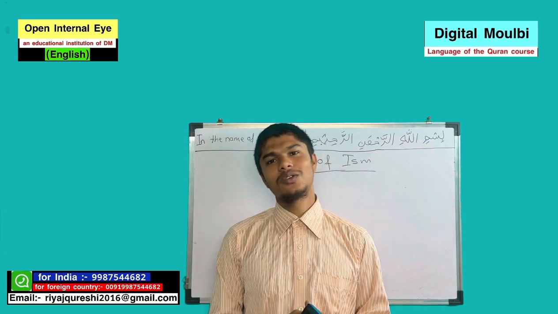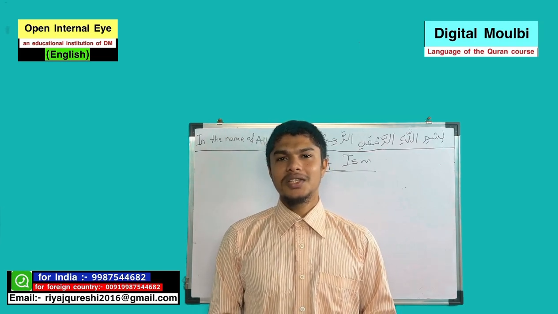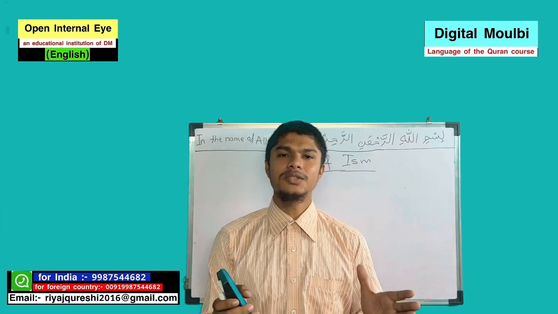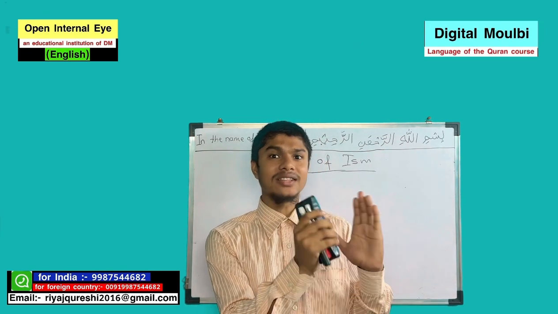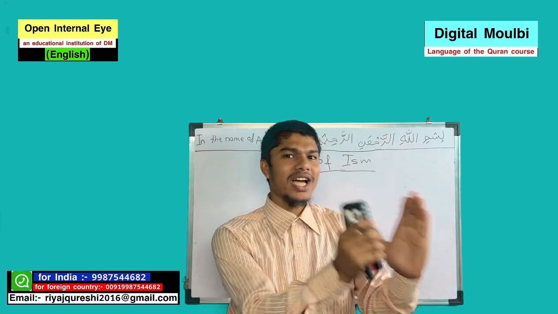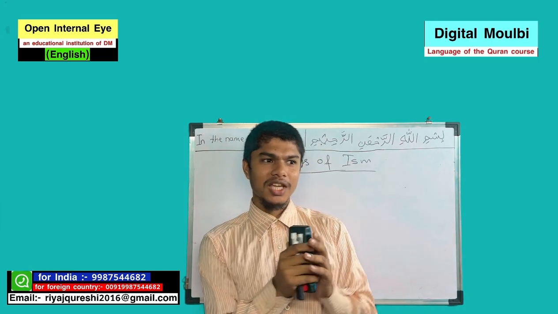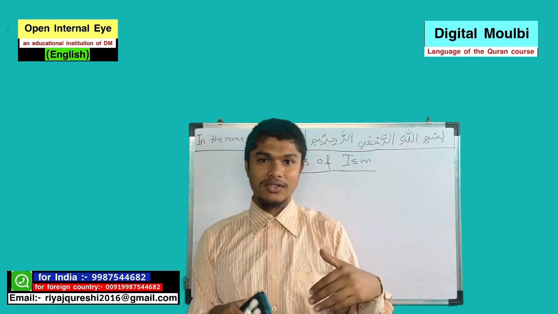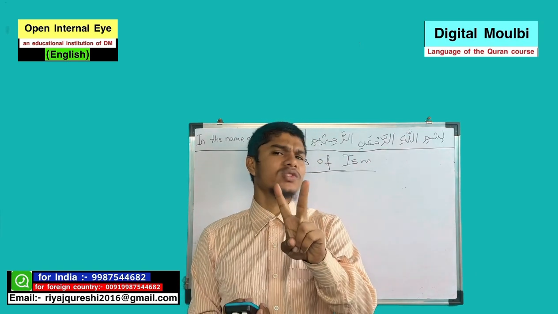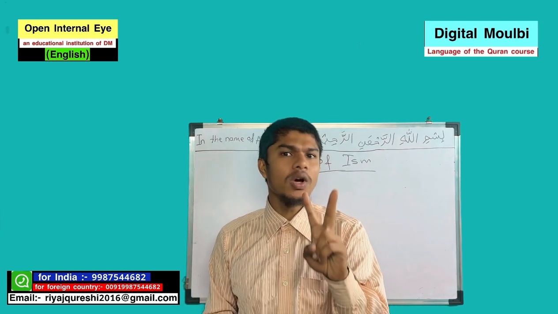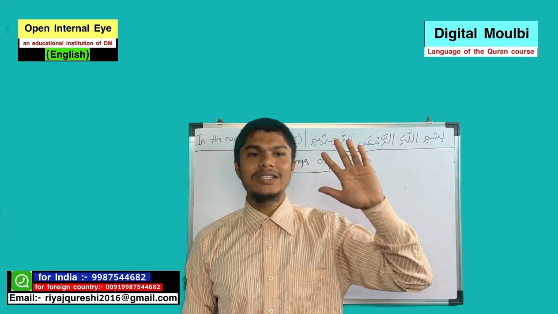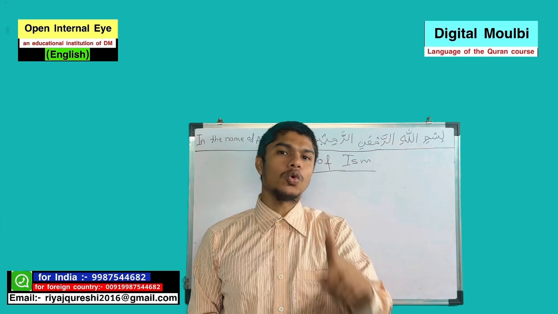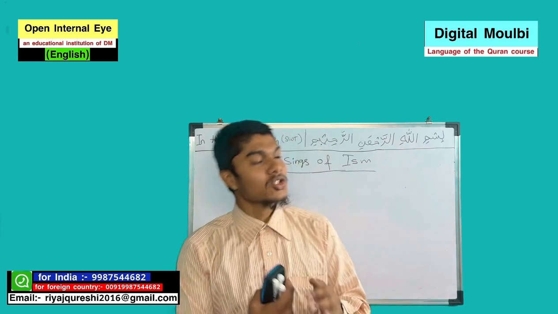In this lecture, we are going to learn the signs of ism. Signs means a thing that will help you recognize ism. If a word has one of those signs that I will mention on the board, there are two signs of ism. If a word has one of those signs, that means that word is ism. Okay, so let's look at the board.